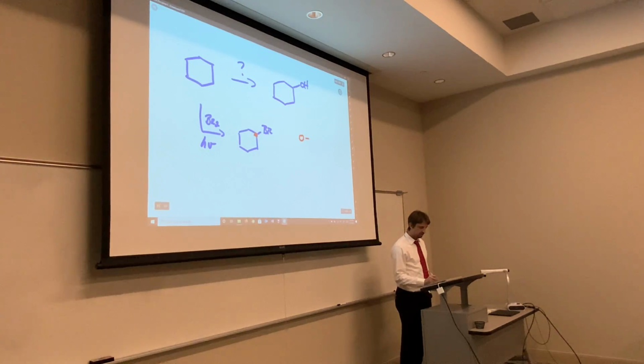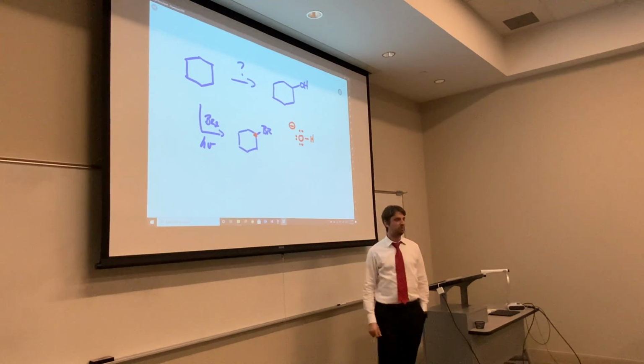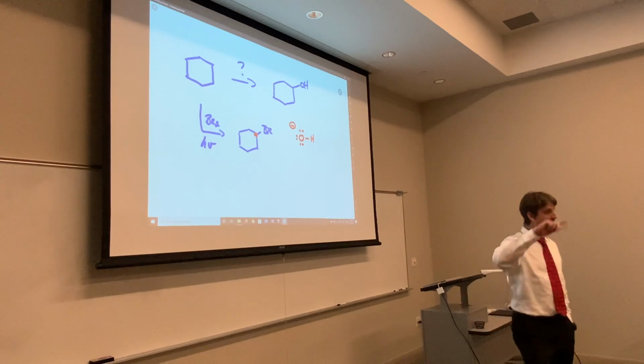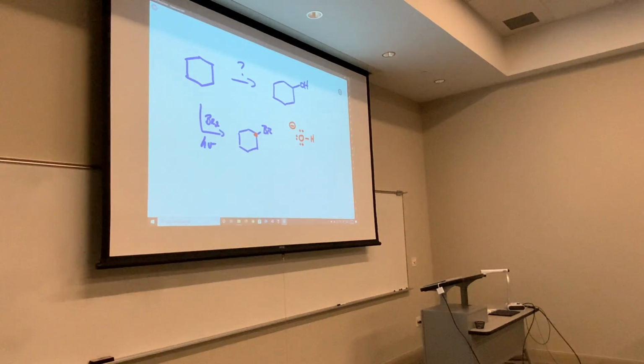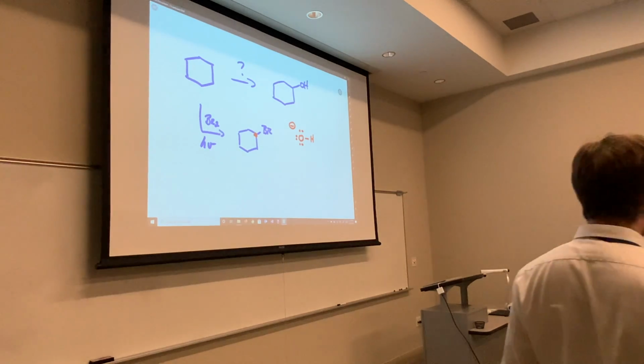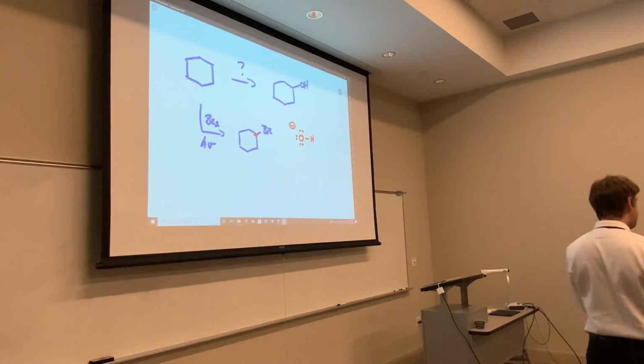Well, to make a good nucleophile, I'd have to bring in the functional group with a negative charge. You guys get what I'm saying with this? What's a good nucleophile? Something that has a delocalized negative charge, that's kind of spread out. A weak base is a very good nucleophile.